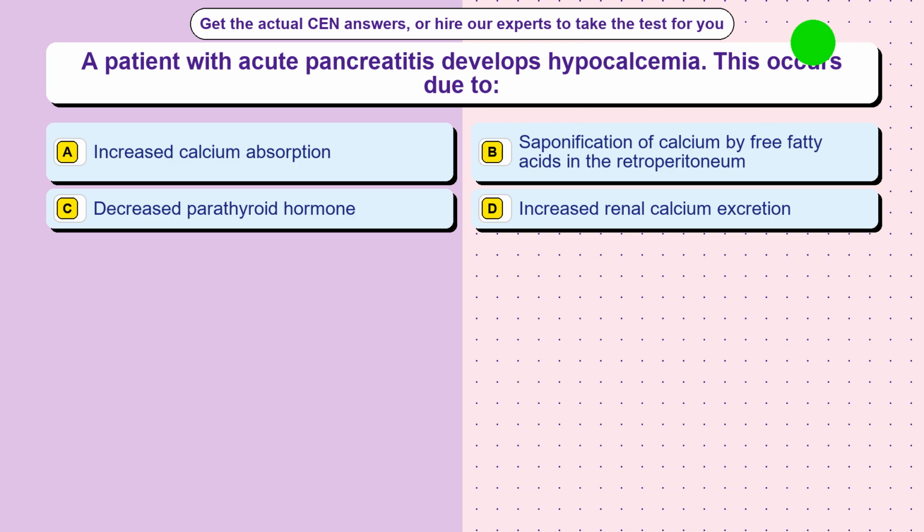Question 8. A patient with acute pancreatitis develops hypocalcemia. This occurs due to: Option A, increased calcium absorption. Option B, saponification of calcium by free fatty acids in the retroperitoneum. Option C, decreased parathyroid hormone. Option D, increased renal calcium excretion.